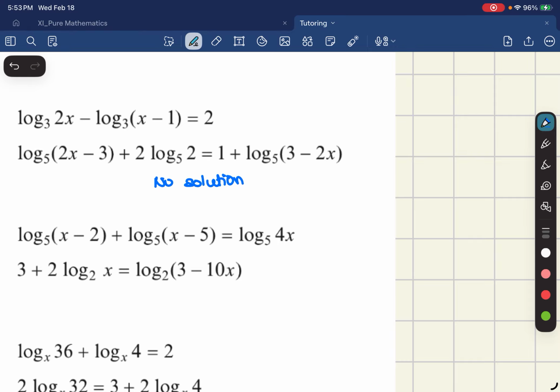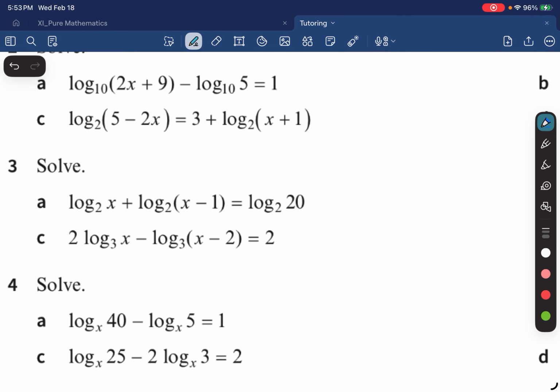A number cannot be simultaneously bigger than 1.5 and less than 1.5. So that is not possible. The only possible answer that we can think of is 1.5. When we try to put in 1.5, we see log 5 and we have 0 here. But the input for a log function must be bigger than 0. So there is no solution to part D.